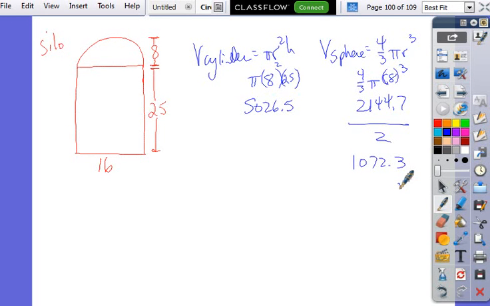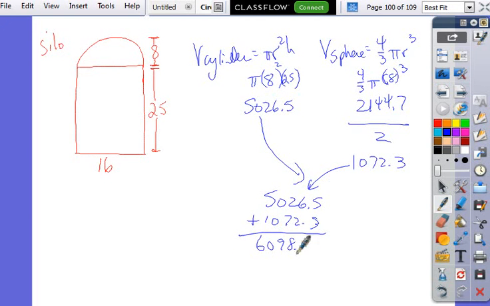So then I'm going to take, there's the bottom part, there's the top part, add those two things up. You get 6,098.8.